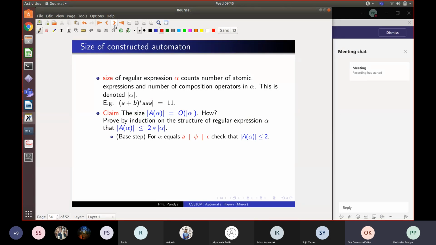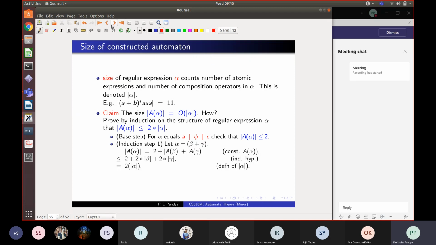Okay. Now, what is the induction step? Can anybody tell me what we should prove? So let's try to prove it for the patterns of the form alpha plus beta. What should we do? Assuming that for the automaton A alpha, size of A alpha is less than or equal to 2 times size of alpha. You assume this. Similarly, you assume that for beta, and then you prove that the automaton for alpha plus beta is at most 2 times the size of pattern alpha plus beta. Okay. So what do we do?